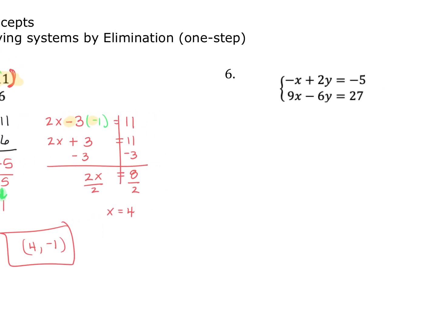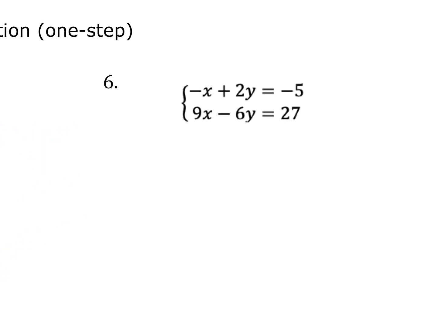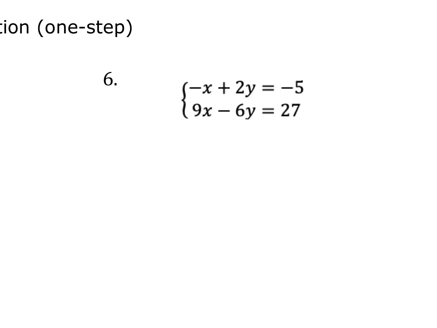Let's move on to number 6. Okay, this one's getting a little bit more complicated. So the first one says negative 1x plus 2y is negative 5. And my bottom one says 9x minus 6y equals 27. So I have a positive and a negative with both my x's and my y's. I think what I want to do is try to get that 2y to be a 6y. What would I multiply 2 by to get to 6? Well, I'm going to multiply it by 3.